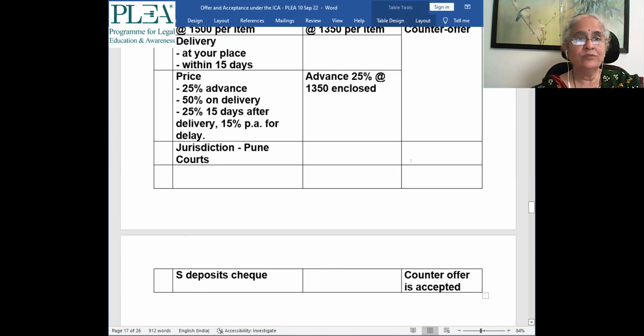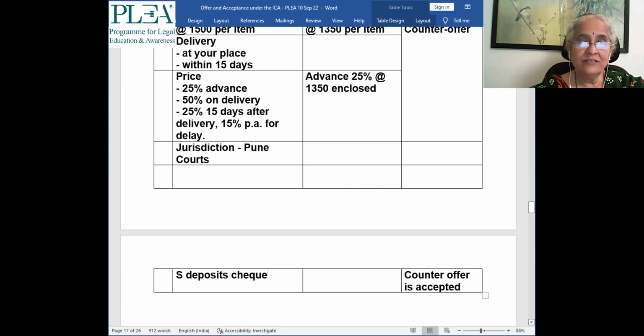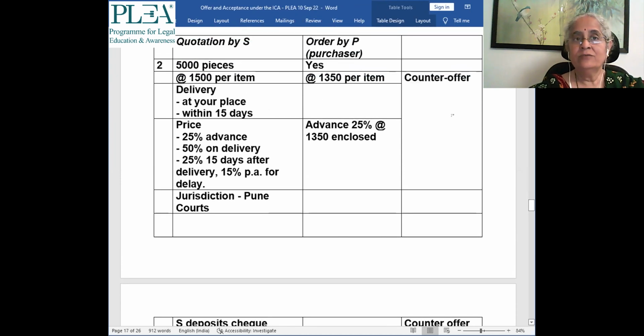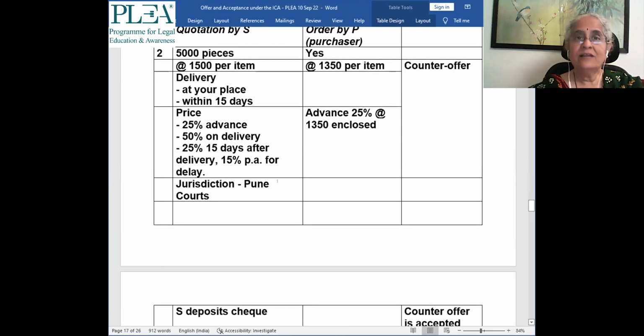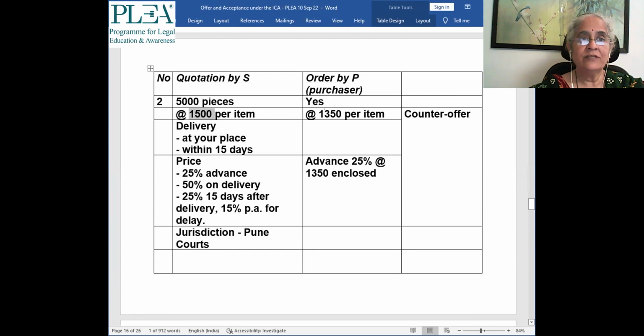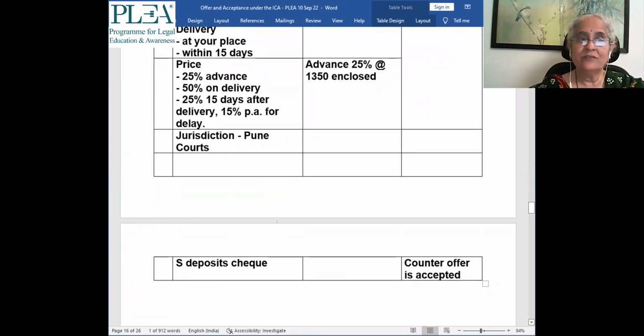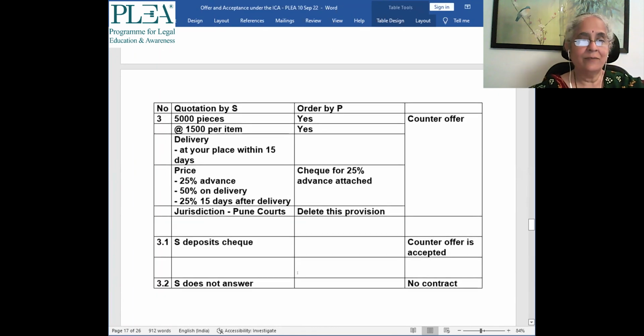Now let us suppose that in this example, when this check is received, the seller deposits the check. This depositing of the check shows that the counter offer is accepted. When this check is deposited, the seller is now bound to sell goods at 1350 per item. So we have a contract where all this is agreed, except for the price. The price will be 1350 per item. This is acceptance of the counter offer by conduct.